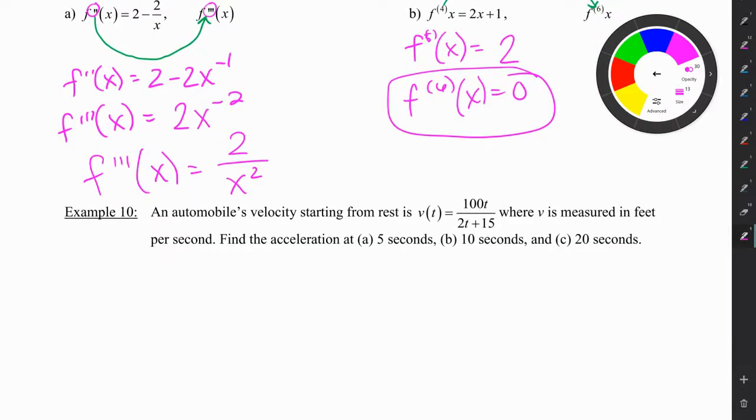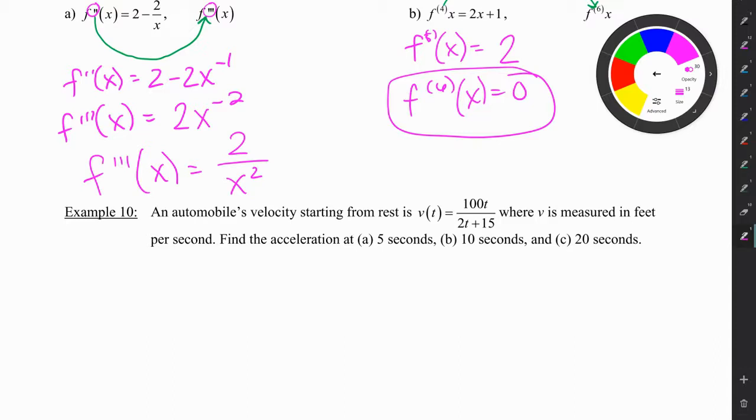An automobile's velocity starting from rest is v of t equals 100t over 2t plus 15, where v is measured in feet per second. Find the acceleration at 5, 10, and 20 seconds.